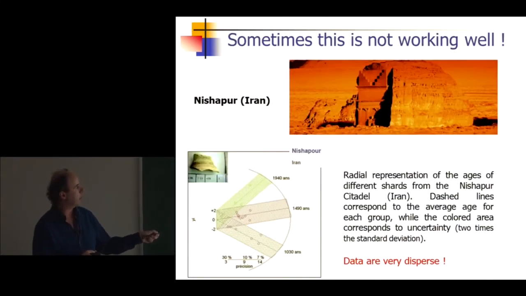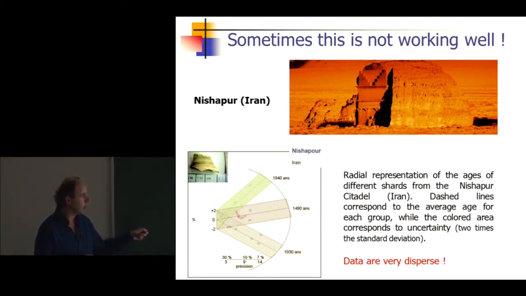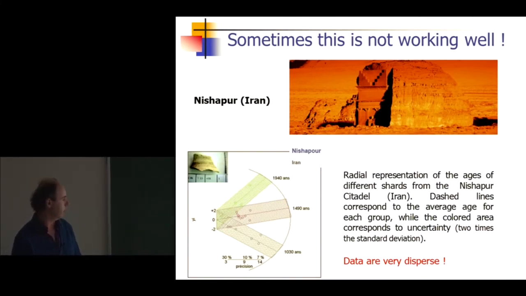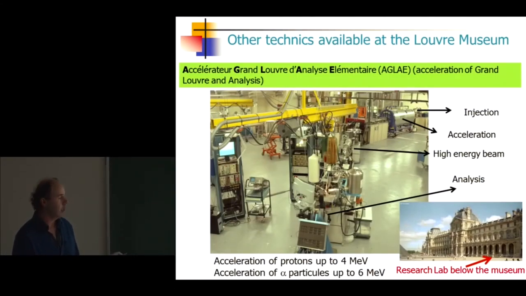This is an example of thermoluminescence dating coming from a site in Iran. They looked at one part of pottery, a small part of the pottery coming from this site, and they tried to find the age. But you see the discrepancy is too large, between 1,000 years and 2,000 years. So this data is very dispersed, and it was impossible to have a good accuracy for this age.